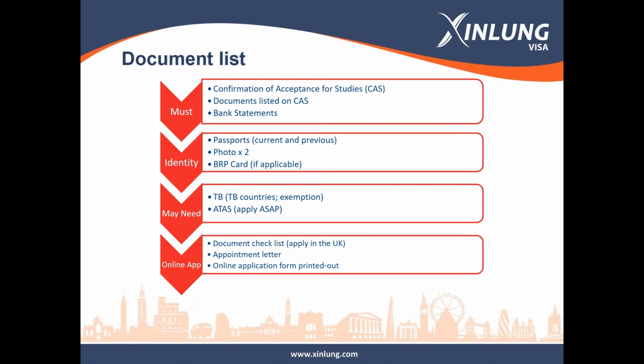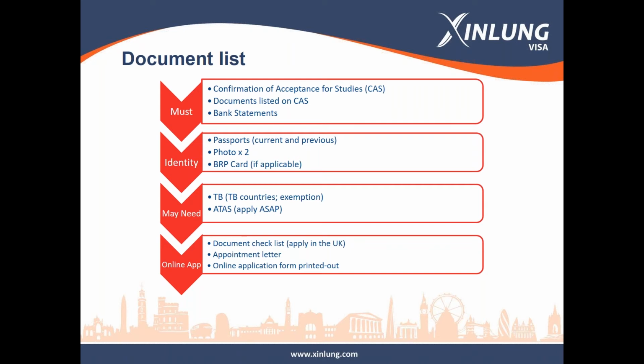The third element is money. UKVI or the Home Office wants to know that you have enough money to come to study, enough for the tuition fees, and also enough for living costs. So they will check our bank statements or letters issued by our bank to ensure that we have cash in the bank ready for this purpose.